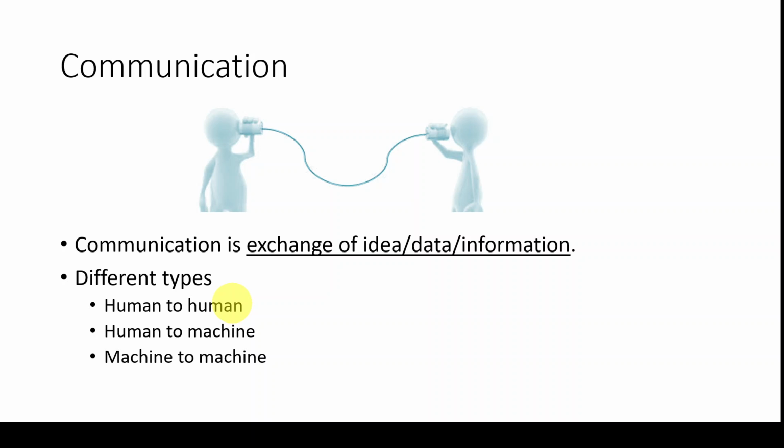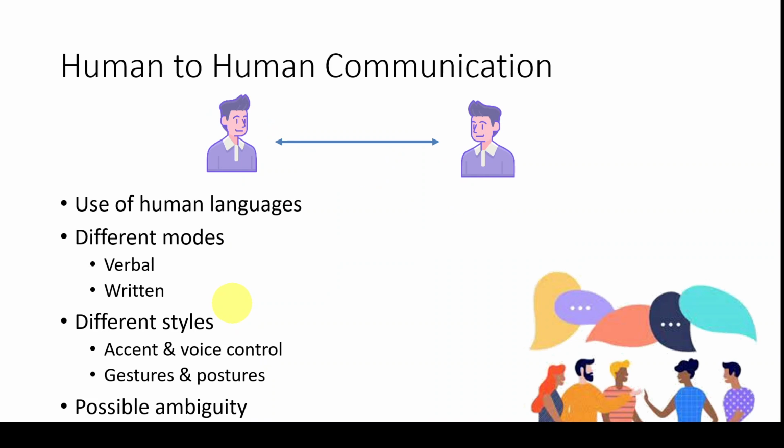Let's look at each and every category. Human to human communication. Of course, that is not our main focus in this subject. So let's look at only the basics of human to human communication, because we will be looking at this more seriously in the other subject. In human to human communication, we use human languages. And of course, we have two main modes, verbal communication and written communication.